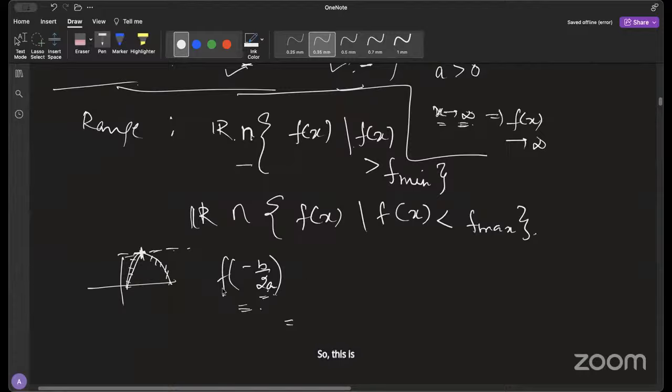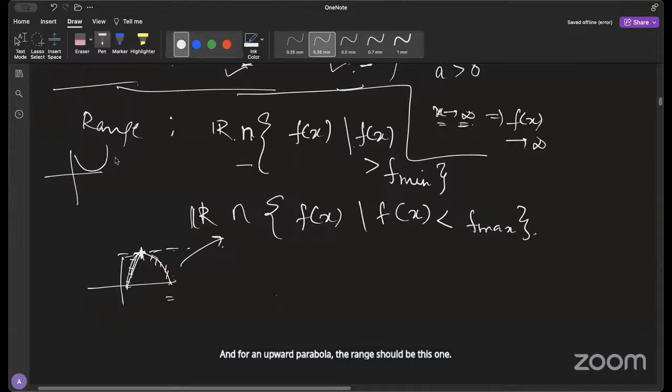So this is your range if your parabola looks like this. If it's a downward parabola, then the range should be this. And for an upward parabola, the range should be this one, because then you'll have a minimum value. An upward parabola only has a minimum value, doesn't have a maximum value, right? You will just have a minimum value.